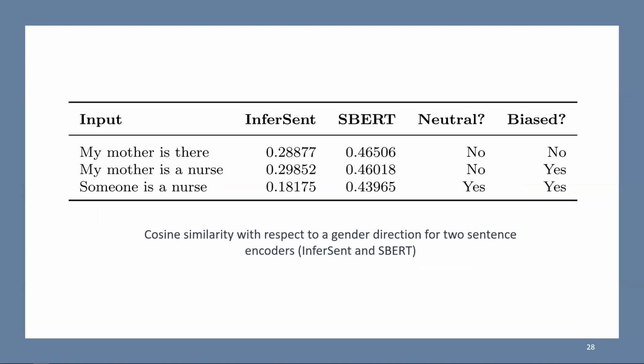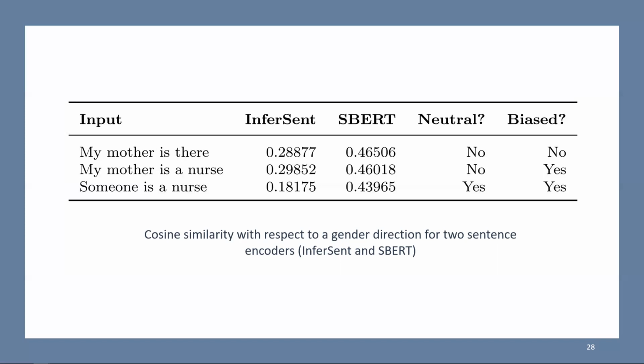So this is an example of measuring gender similarity, using cosine similarity with respect to a gender direction. We were taking two sentence encoders. One is InferSent and the other one is Sentence-BERT. As you can see, we have "my mother is," which has a lot of gender information, but it's correct because mother is a female term. Then you have, in the bottom, "someone is a nurse." Again, in this case, we have some gender information, but here it is not correct. It's determined by bias because it is supposed to be a neutral sentence and a neutral concept.